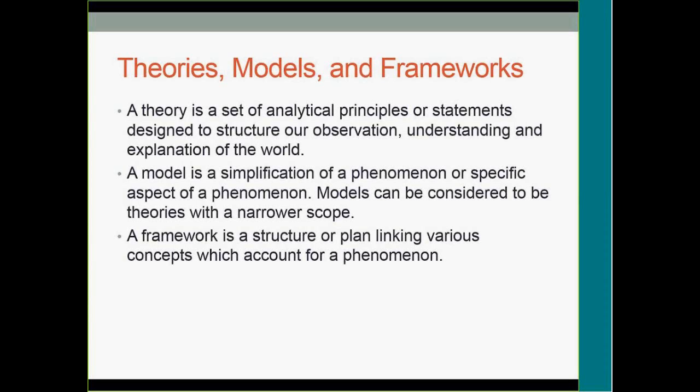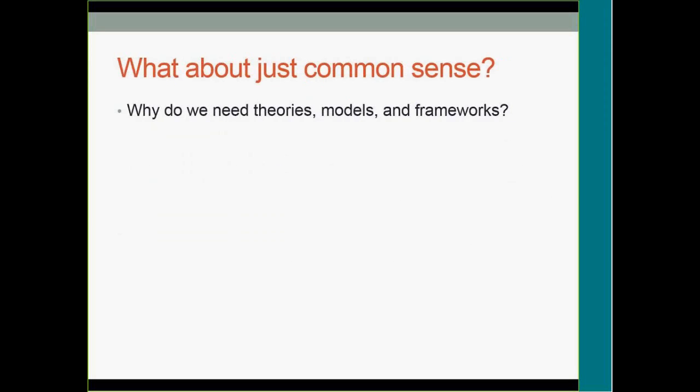So a theory is a set of analytical principles or statements designed to structure our observation, understanding, and explanation of the world. A model is a simplification of a phenomenon or a specific aspect of a phenomenon. Models can be considered to be theories with a narrow scope, and that's probably the best way to think about them because this terminology is really quite overlapping. A framework is more like a plan. Okay, I want to change something, and here's my plan, and here's the steps that I need to follow in order to implement a new intervention.